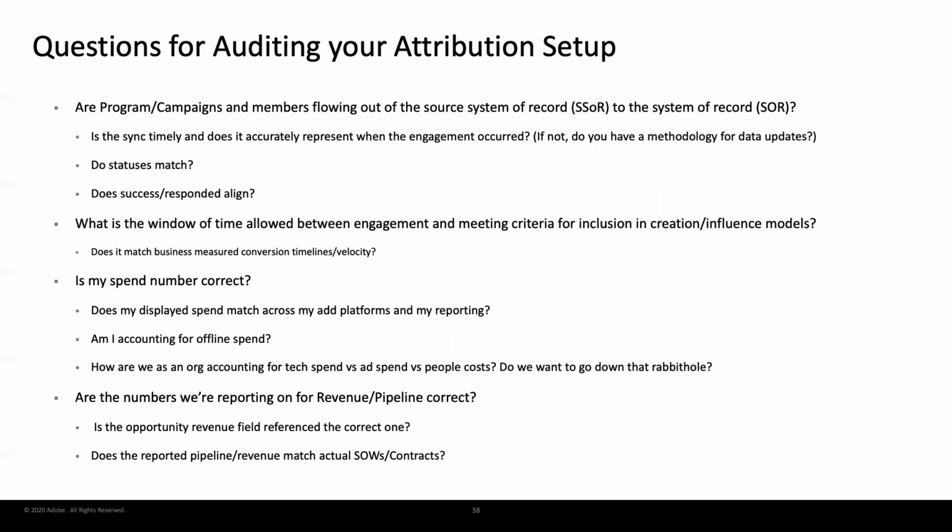What's the window of time between engagement and inclusion in models? Is this matching? Are your spend numbers correct? Are your revenue and pipeline numbers correct? Do they match what's actually happening in the real world on SOWs, contracts, and what have you?